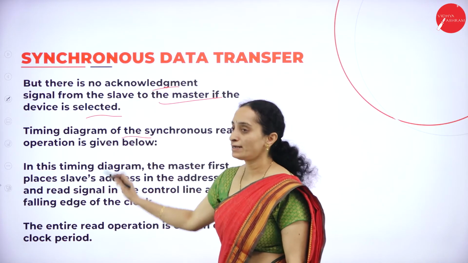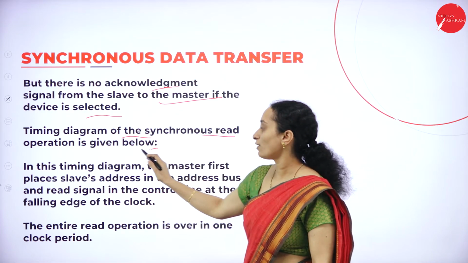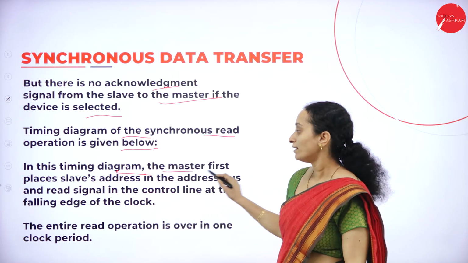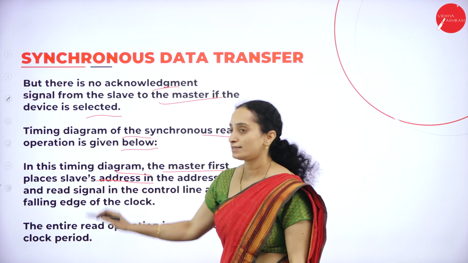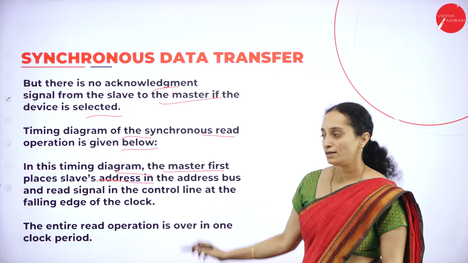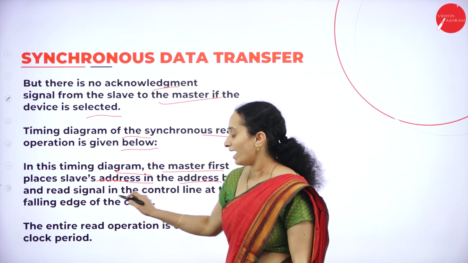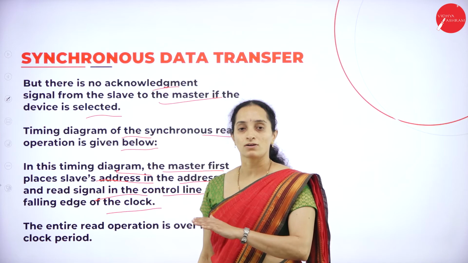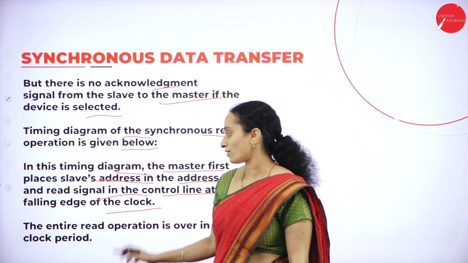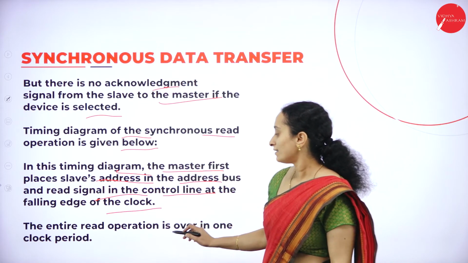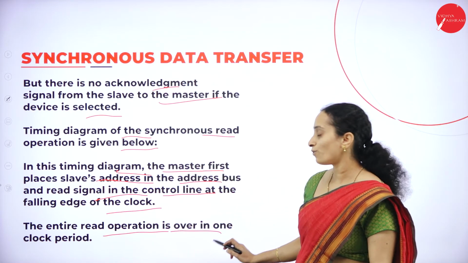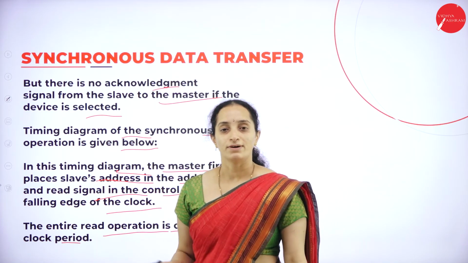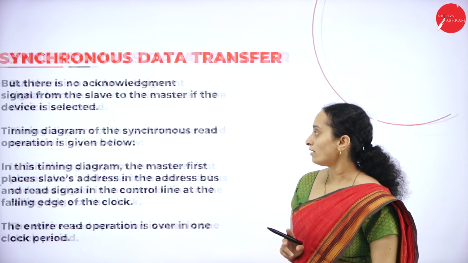There is a timing diagram of the synchronous read operation given below, which explains that the master first places the slave's address in the address bus. First there will be the address in the address bus and the read signal in the control line at the falling edge of the clock. Falling edge is the negative edge of the clock. The signal will be read. The entire read operation is over in 1 clock period. Reading of data by the receiver will be done in 1 clock period.